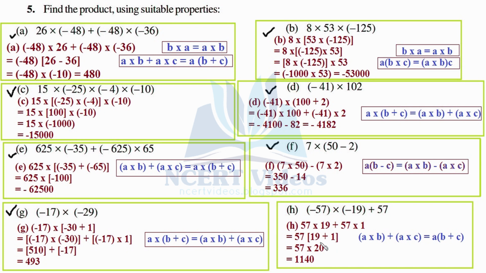19 plus 1 is 20, 57 2s are 114, and fixing 0 to it. 7 2s are 14, 1, 5 2s are 10, 11. Therefore 1140 is your answer for H part. So that was your question number 5.